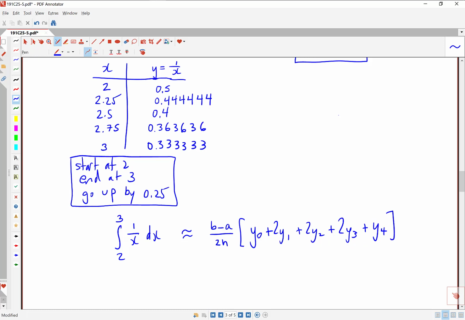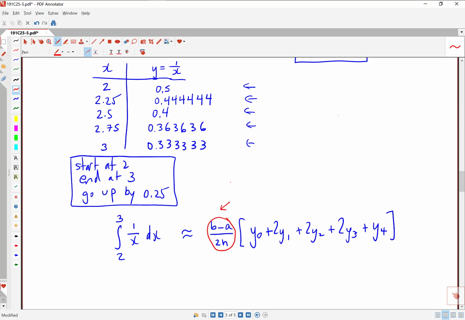So notice that if you have 4 intervals, you're actually going to have 5 different y values in your table. Your first y value will always be called y0, and your last y value will always be called yn. So here n is 4, so our last y value is y4. All these middle y values get multiplied by 2, and the first and last ones just have coefficient 1. So we've almost got everything we need to plug in here. The only thing we should think about in a little bit more detail is this number here.